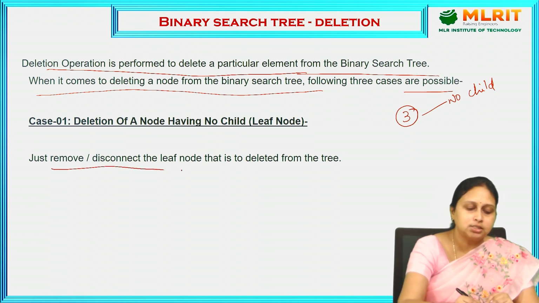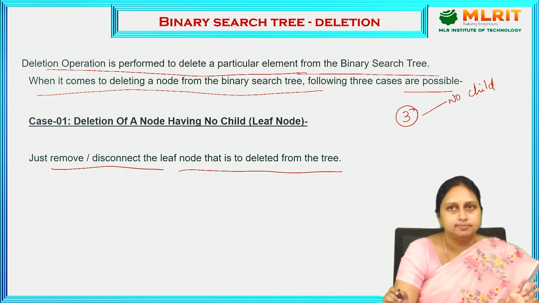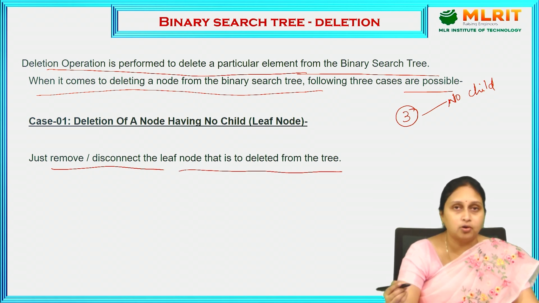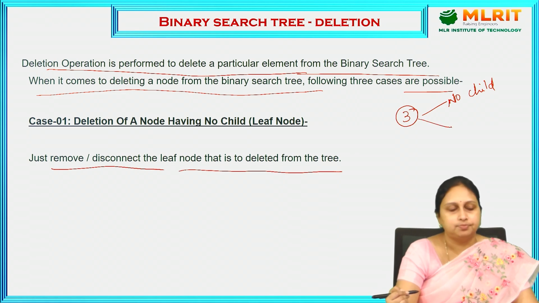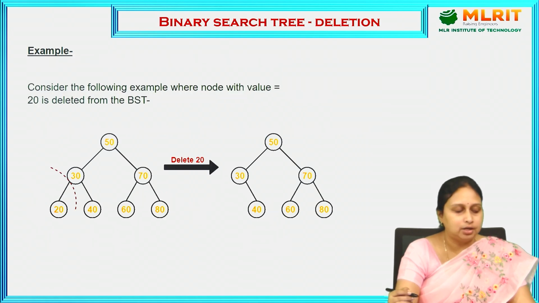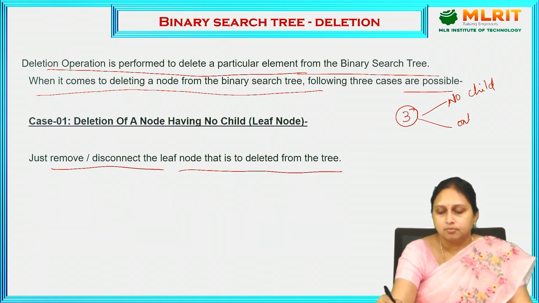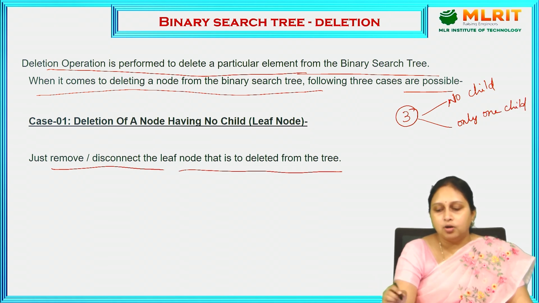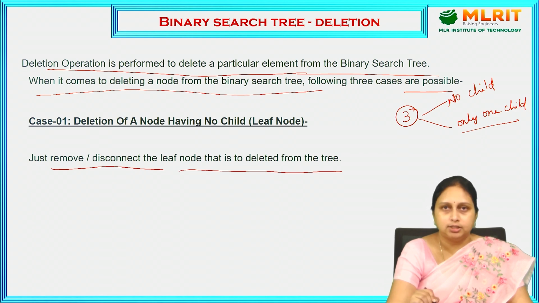Just remove or disconnect the leaf node that is to be deleted from the tree. If you don't have any children for a particular node, that is nothing but the leaf node, which can be deleted directly. If not the case, the other one is there. What is the other case? Delete a node having only one child. Right? We are going to delete a node with only one child. How are we going to delete it? And the last one, delete a node with two children. If I am having two children, how am I going to delete?